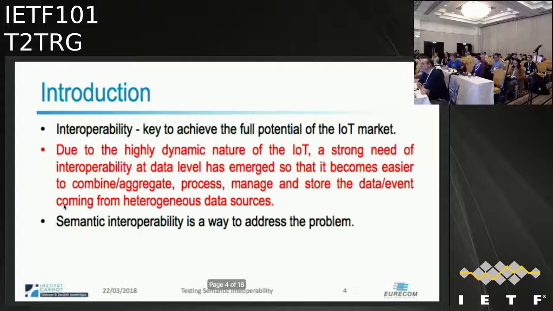Next. As you know, the Internet of Things not only requires smart infrastructure, but also deployment of new services capable of supporting multiple scalable and cross-domain applications. It is often said that interoperability is the key to achieving the full potential of the IoT market. Due to the highly dynamic nature of the IoT, there is a strong need for interoperability at the data level. In that case, it would be easier to aggregate, process, manage, and store data coming from all different IoT devices. Recently, many European as well as industrial projects have identified semantic interoperability as a way to address this problem.